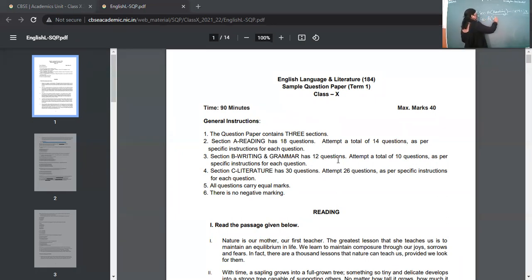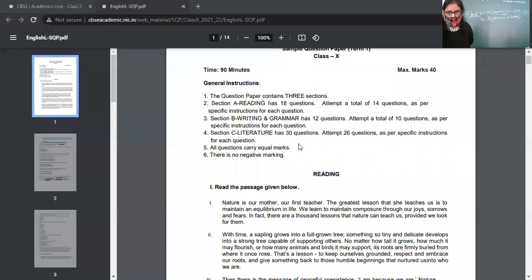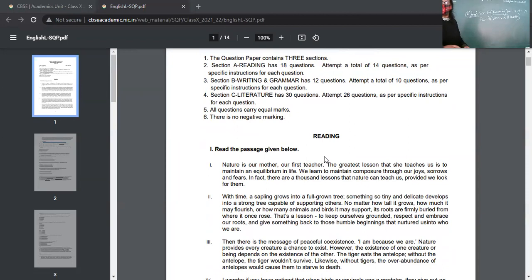Then we have section B, writing and grammar. I'm just discussing what is mentioned in the sample paper. Fine. They have mentioned 18 questions, but they provide options. We will not be giving you options. Options will not be there in your paper. So they have mentioned 14 out of 18, but you expect 14 and only. Then section B, writing and grammar, total 10 questions they have mentioned. 10 to 12, 10 to 14 bhi ho sakte hain aapke. They have mentioned 10. So itne to honge, clear?